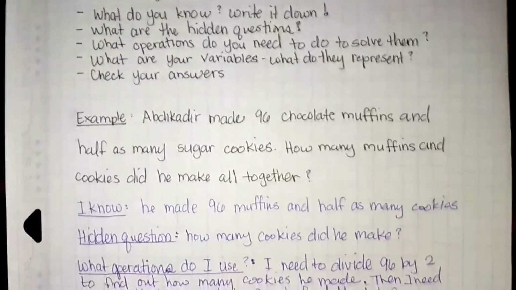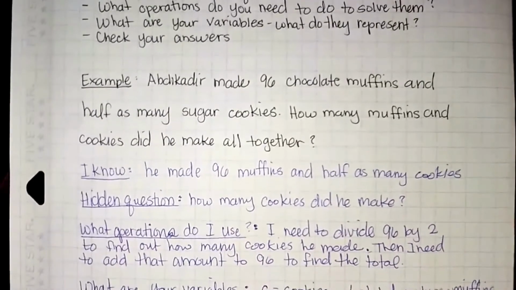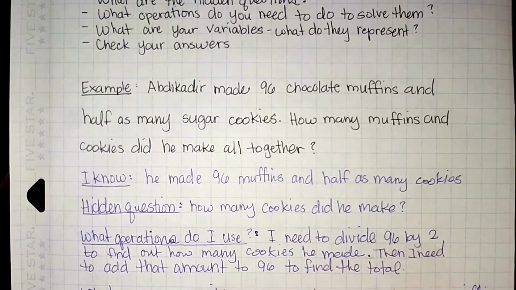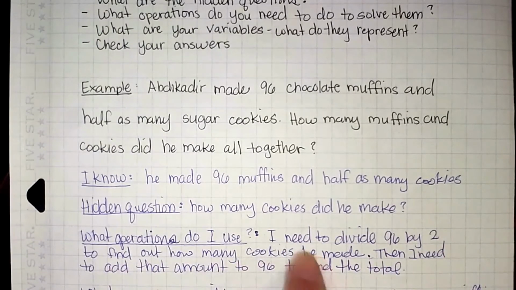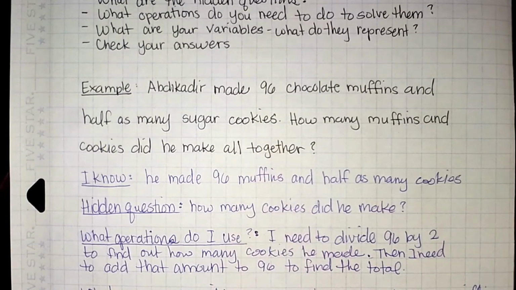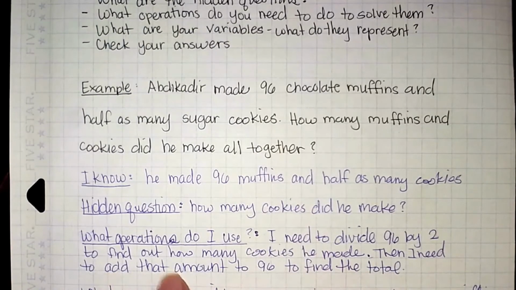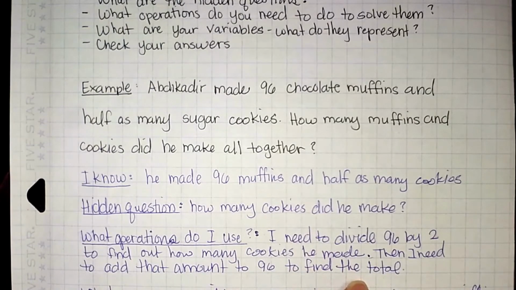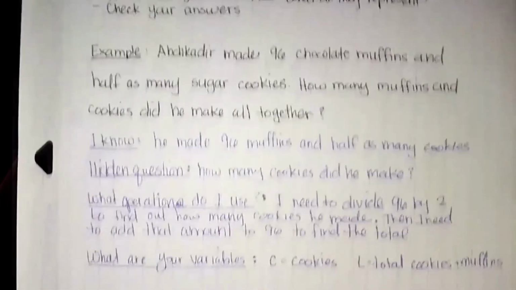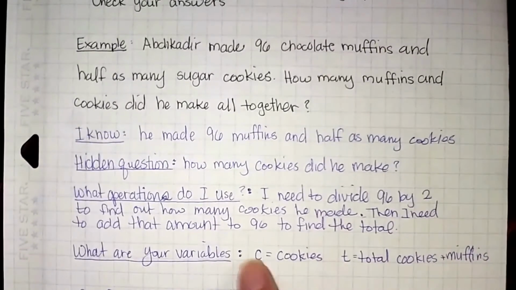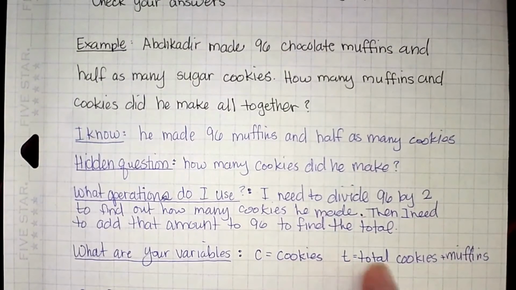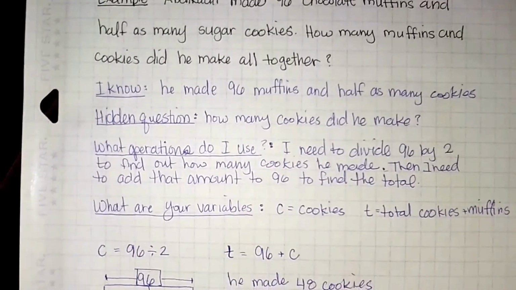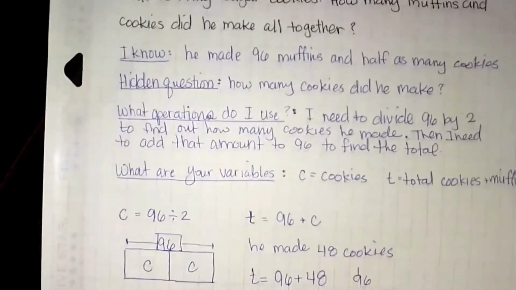What operation do I need to use so that I can answer my hidden question? I need to divide 96 by 2 to find out how many cookies he made, because he only made half as many cookies as muffins. Then I need to add that amount to the 96 to find the total number of baked goods that he made. What are my variables? I'm going to use C for cookies and T for the total of cookies and muffins altogether. So in order to find C, I'm going to make a bar diagram.